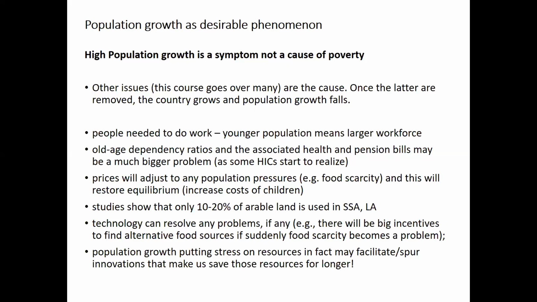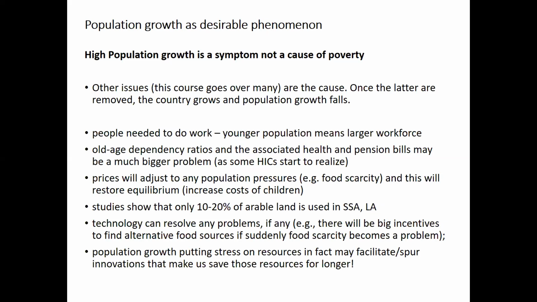We talk about the old age dependency ratio. When you have an old population, that puts pressure on the pension insurance system. Prices will also adjust. For example, if there's too much population and food scarcity becomes an issue, then the price of food will go up. That will increase the cost of having children. It will give an incentive to grow more food, and so on and so forth.